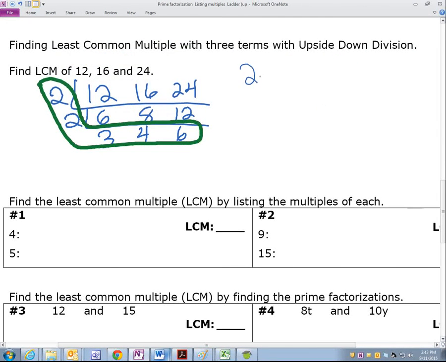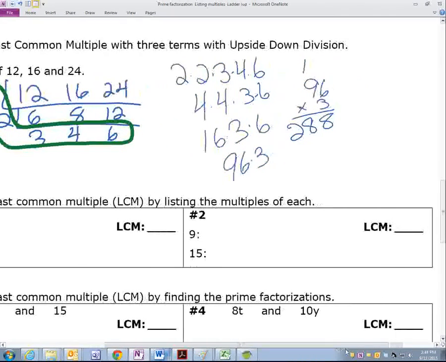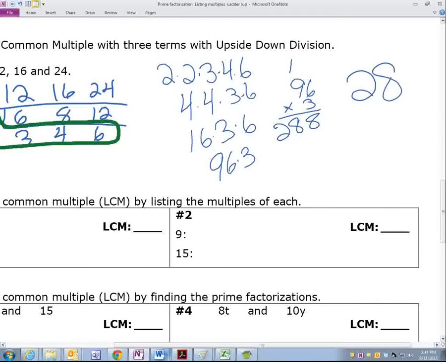So I do 2 times 3 times 4 times 6, which is going to be 4 times 4, which is 16, times 3 times 6. So 6 times 6 is 36. 36 plus 60 is 96 times 3. 9 times 3, 27, 288. So between those 3, it's 288.